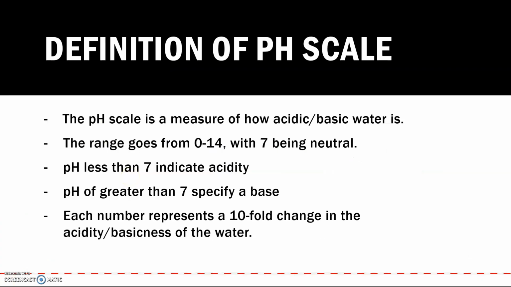The pH scale is a measure of how acidic or basic the water is. The range goes from 0 to 14, with 7 being neutral. A pH less than 7 is acidic. A pH greater than 7 is a base. Each number represents a tenfold change in the acidity or basicness of the water.